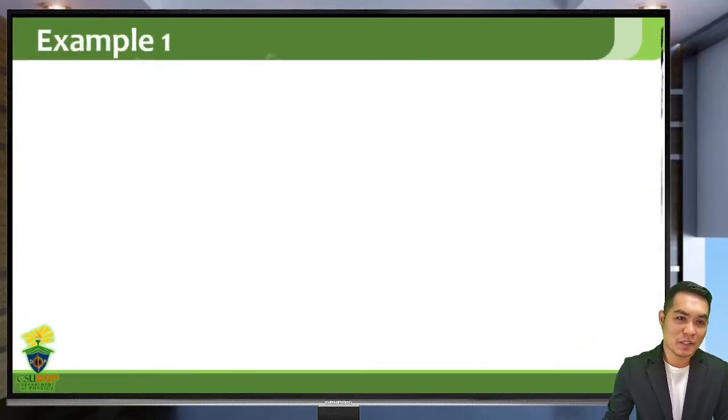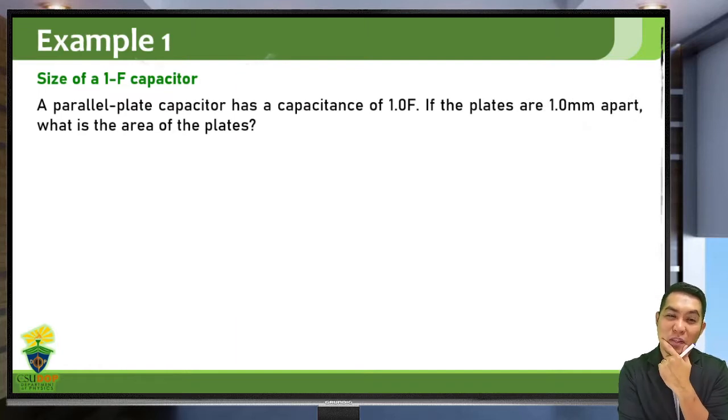So let's now have an example. What do you think is the size of a 1 farad capacitor? If you buy a capacitor in an electronics store, the capacitance values they usually have are in nano and microfarads. If they have a millifarad, then that's actually a very large capacitance capacitor. So how about 1 farad? If you have a parallel plate capacitor with a capacitance of 1 farad and the plates are 1 millimeter apart, which is a very small distance, how large is the area of the plates?